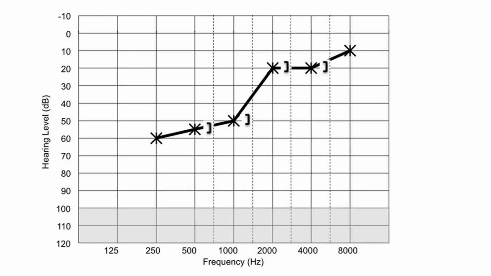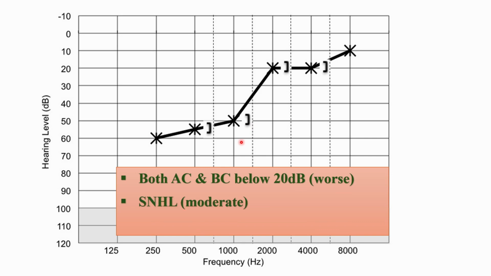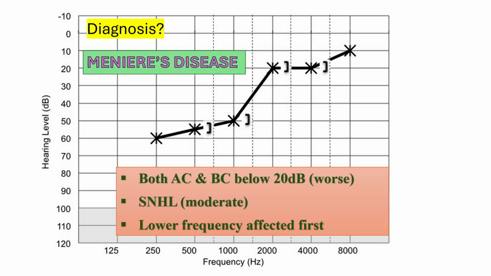Okay, there is another graph, a little different type of graph. What is the difference? First, if we see the type, both air conduction and bone conduction are below 20 decibel. So this is sensorineural hearing loss. If you remember the previous graphs, they were all affected in high frequency first, but this typical graph is affected in lower frequencies first. So this is a moderate degree of sensorineural hearing loss, and lower frequencies are affected first. So this is present in one specific disease. So what is the diagnosis? It is Meniere's disease.